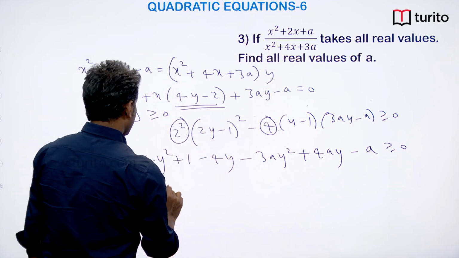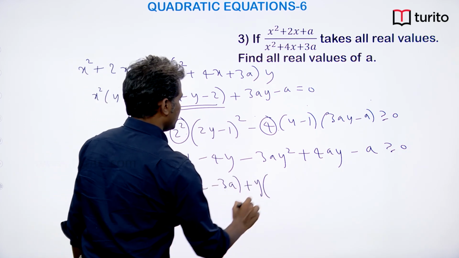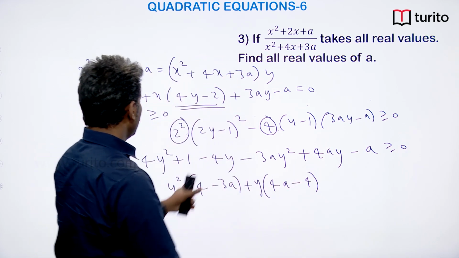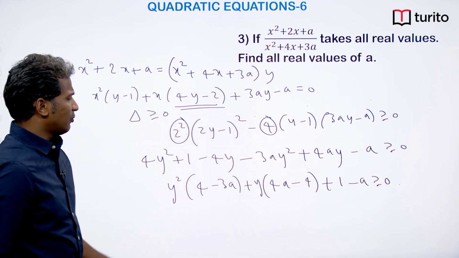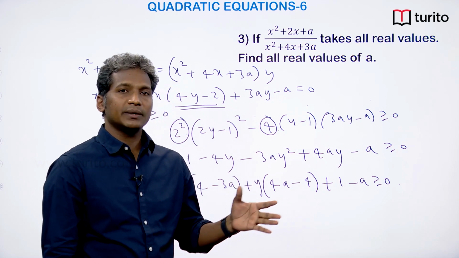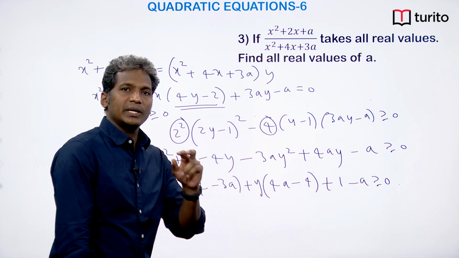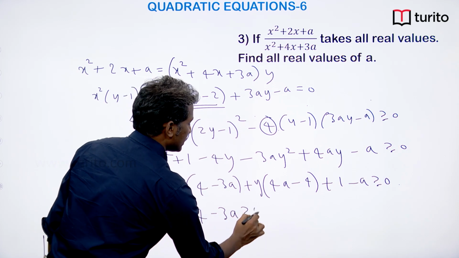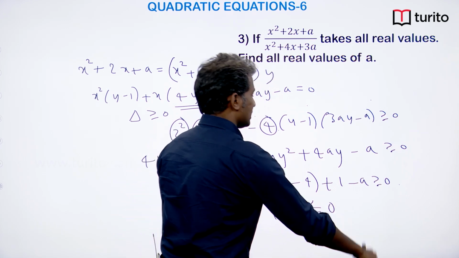So, now if I take y square common, I will get 4 minus 3a, and if I take y common, I will get 4a minus 4, and in C I have 1 minus a greater than or equal to 0. Now, because we want this inequality to be satisfied for all real values of y, there should be two conditions. One is this 4 minus 3a must be greater than 0, and the other is the discriminant of this must be less than or equal to 0.